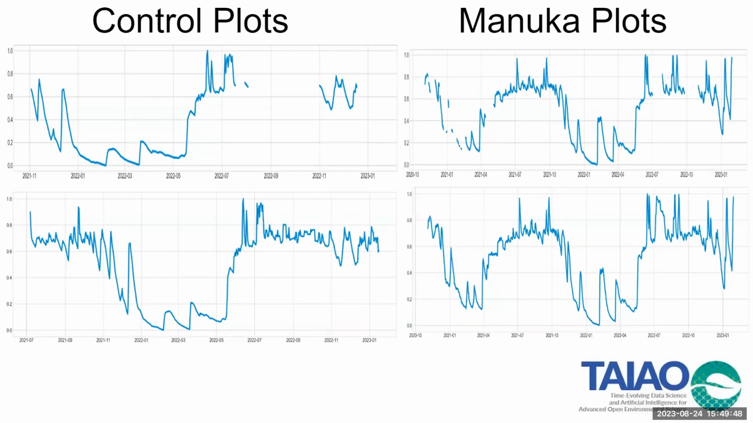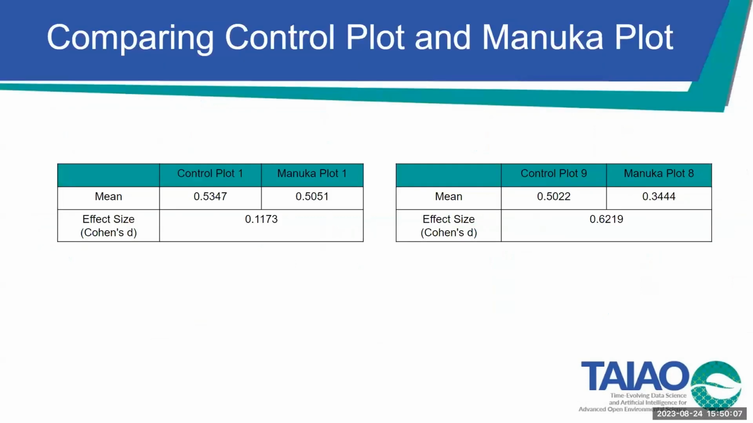Now, this is sensor data from the control plot. And below, you can see I am filling the gaps of that data using my model. And the next one is for the manuka plot. I'm filling the gaps using the predictions from the model that I developed.